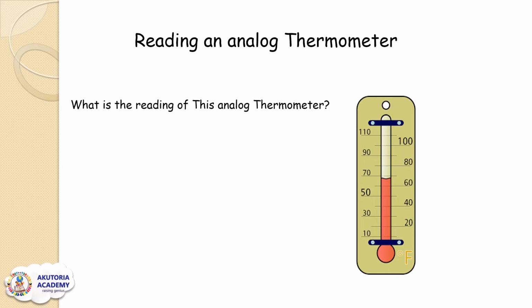For an example, what is the reading of this analog thermometer? Looking at the level of the mercury in this analog thermometer, it stops at 70 degrees Fahrenheit. And therefore, the reading of this analog thermometer is simply 70 degrees Fahrenheit.